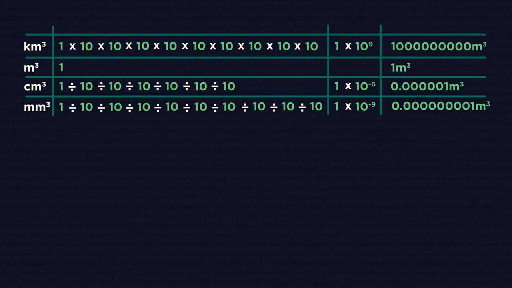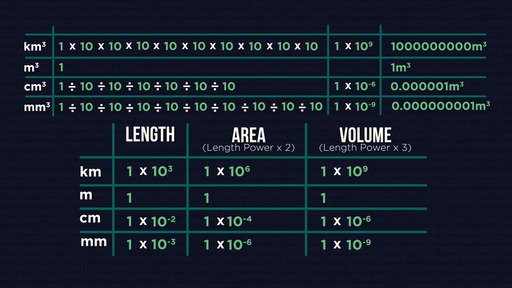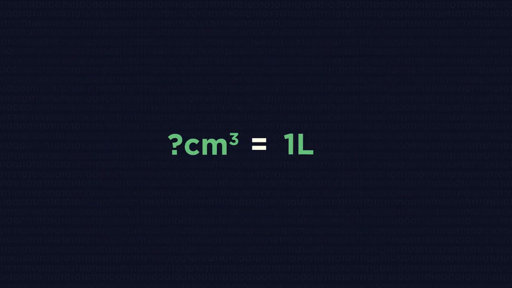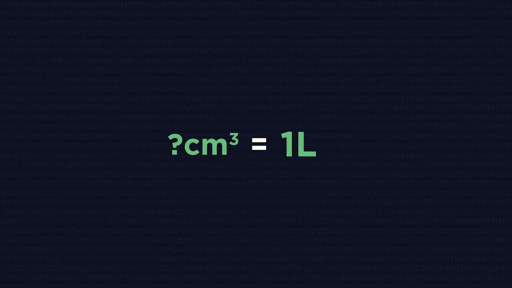With area, we found our powers of 10 by doubling the length powers. Because volume adds a third dimension, we can find our volume powers of 10 by multiplying the length powers by 3. This can be seen here in the conversion table for lengths, areas, and volumes. The final conversions we are going to look at are converting cubic measurements into capacities, looking at how many centimeters cubed there are in a liter.